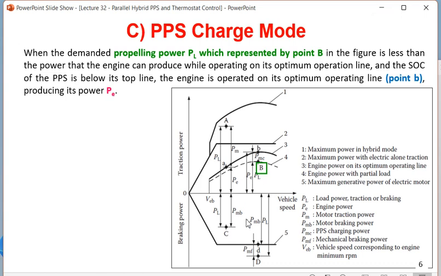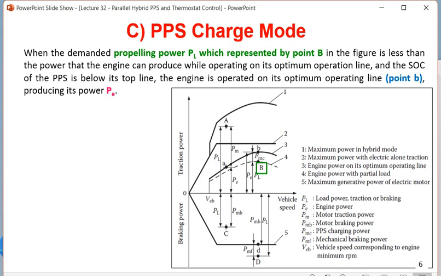So when the demanded propelling power PL, which is represented by point B in the figure, is less than the power that the engine can produce while operating on its optimum operation line, you are finding that for this capital point B, the actual demanded power is on line 4, but the engine is working on line 3, which is generating a lot more power. So this is giving the same thing: the demanded propelling power PL, represented by point capital B, is less than the power that the engine can produce while operating on its optimum operation line.